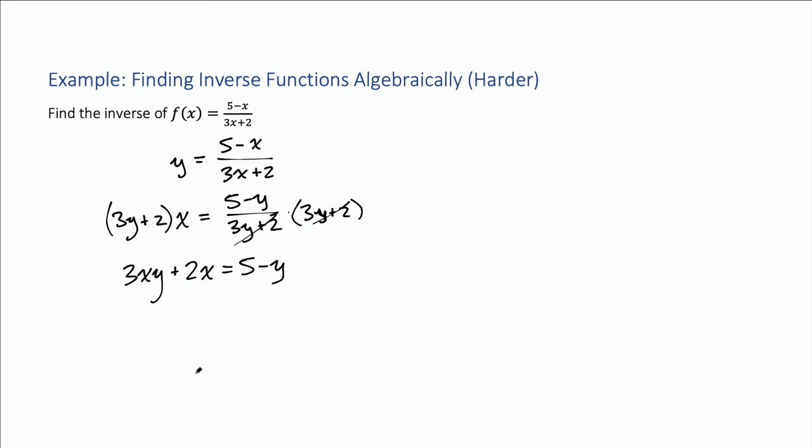So now, since I'm trying to solve for y, I'm going to get all the y's together and move everything else away from it. Okay? So I'm going to subtract 2x from both sides. 3xy equals 5 minus y minus 2x. And then I'm going to add this y to the left side. So I've got 3xy plus y equals 5 minus 2x.